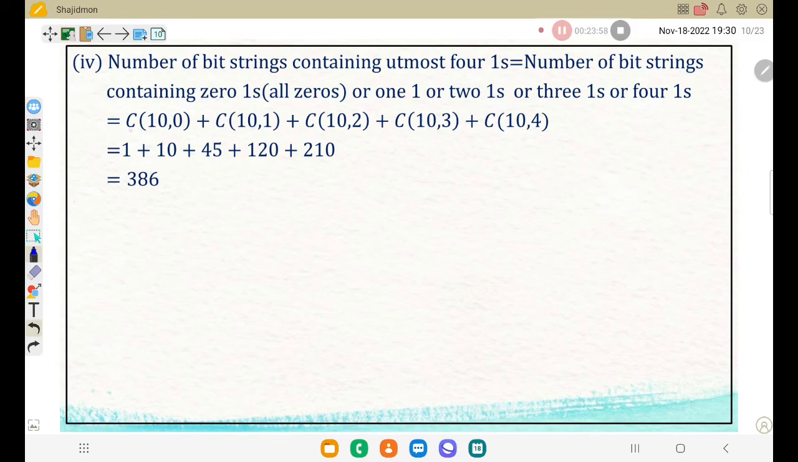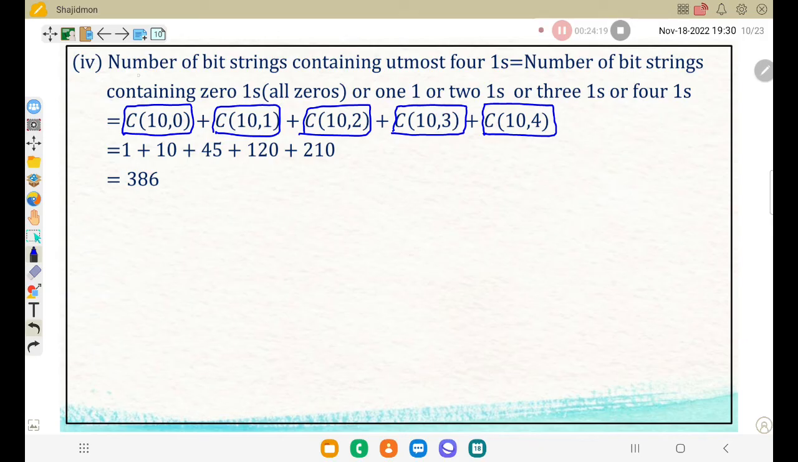I can show here. The combination of 10 slots with 4 being 1. Okay, maximum 4, at most, containing all zeros and ones. So for example, combination of 10 4 is possible, combination of 10 3 possible, 10 2 possible, 10 1 possible, and combination of 10 0 possible. That means the number of bit strings containing at most 4 ones means bit strings containing 0 ones, where 0 ones means all are zeros, correct? Or 1 or 2 or 3 or 4 ones. So these are the options. We are getting the answer 386 there.